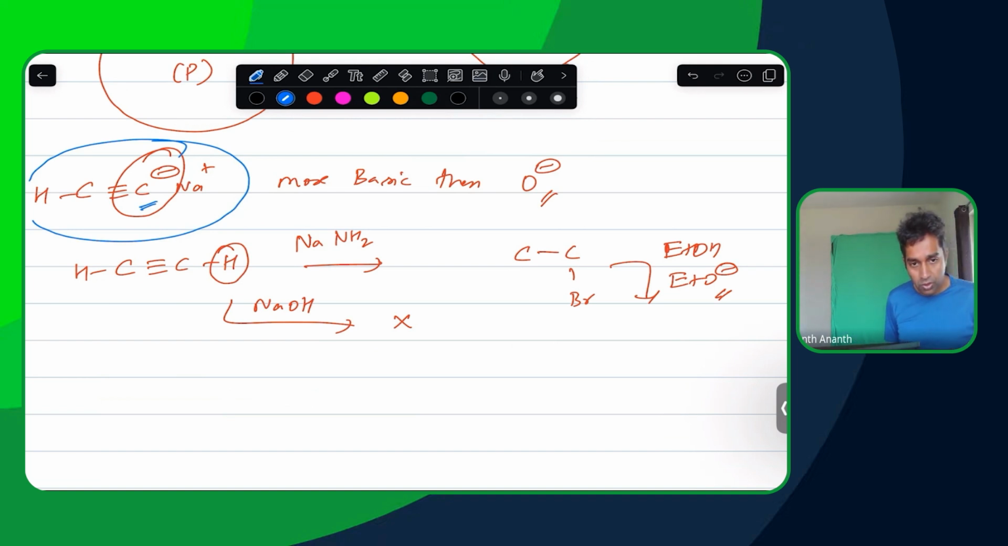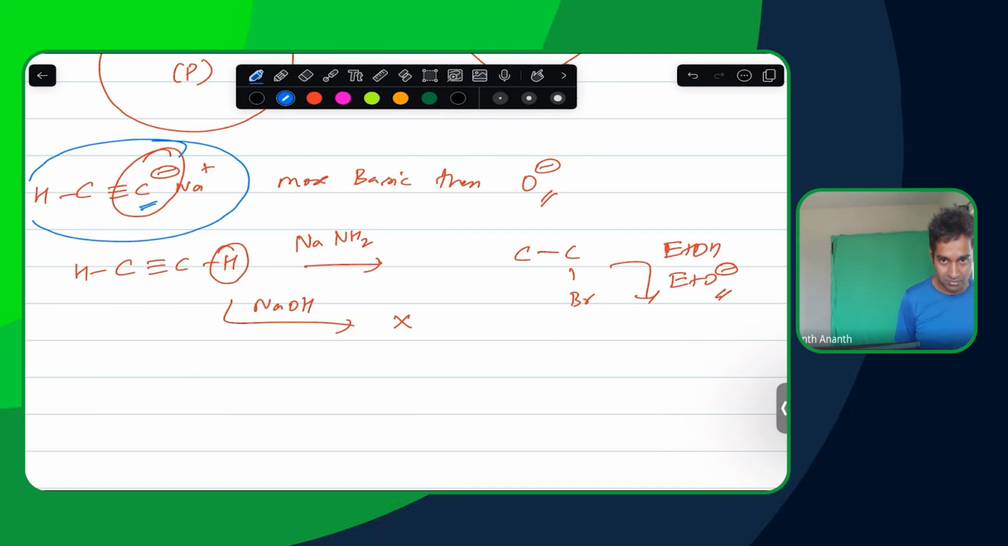Now, so option C, I will not go with. Option D, I will not go with. Let's look at A and B. We just have to decide which is 80% there. Which will be 80%? A or B?